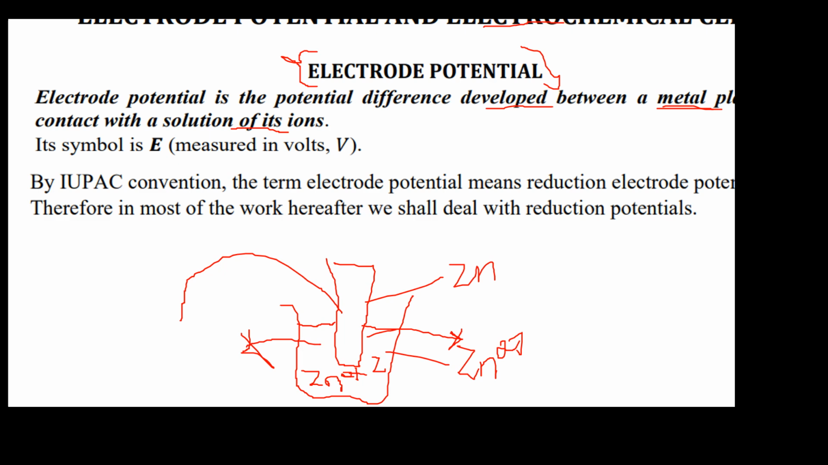Electrode potential, you're going to denote it by capital E, and it's going to be measured with units called volts, and volts can be abbreviated as capital V. By convention, the term electrode potential is going to mean reduction electrode potential. We are going to look at equations specifically addressing that. In most of the work that you are going to be handling hereafter, we are going to be dealing with reduction potentials, because electrode potential is mainly reduction potential, and you're going to be looking at how that happens.